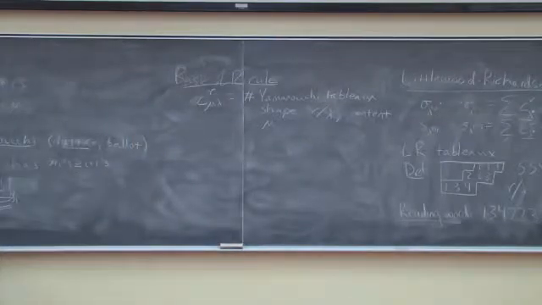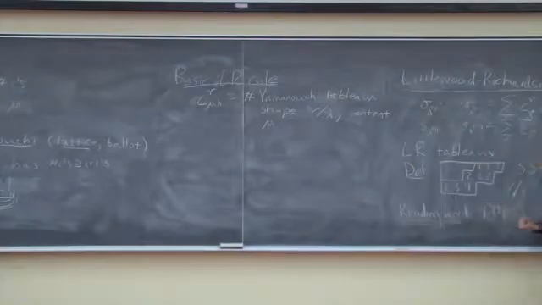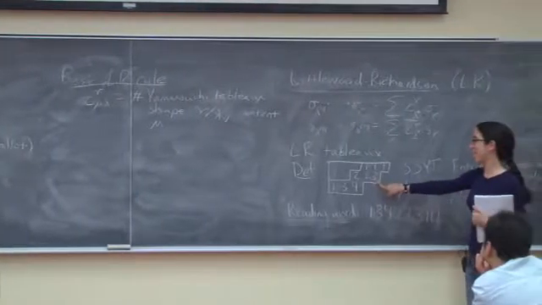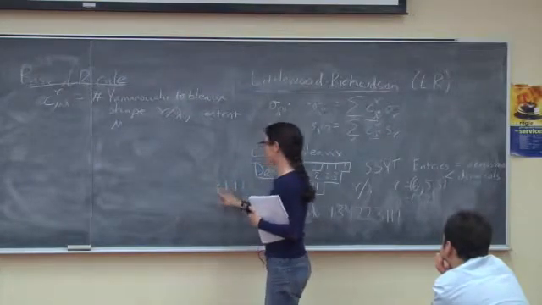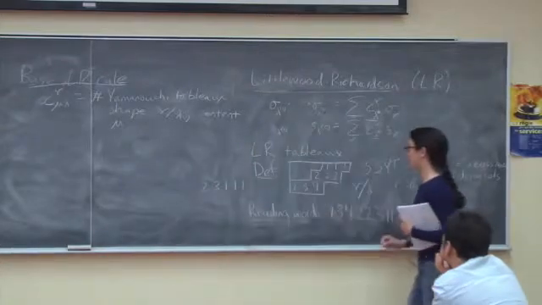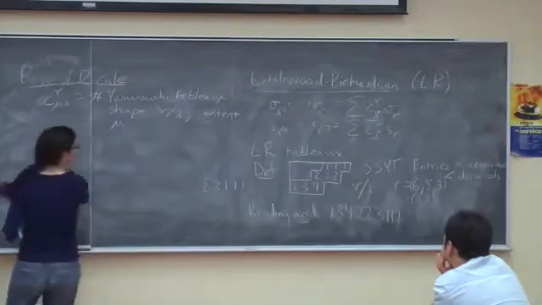So for instance, the one that I wrote here is not Yamanouchi. Can anybody see why? Why is this not Yamanouchi? 3 comes before the 2. The 3, yeah. So if we read this backwards, 1, 1, 1, 3, I have a 3 before a 2. So that's not good. But I can turn it into a Yamanouchi tableau pretty easily.